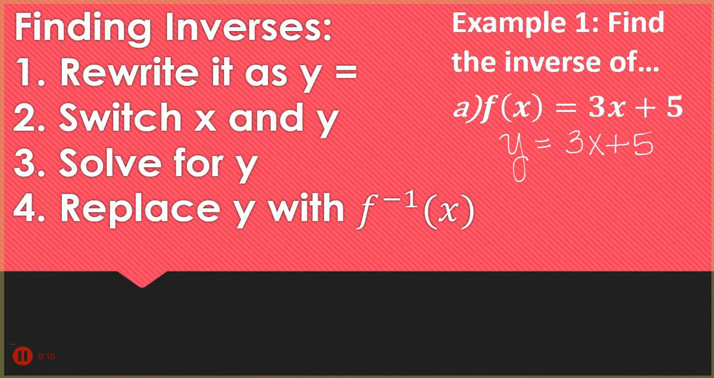Step number 2, switch your x and y variables. So it becomes x equals 3y plus 5. Step number 3, solve for y. So to solve this equation for y, I'm going to subtract 5 and divide it by 3.